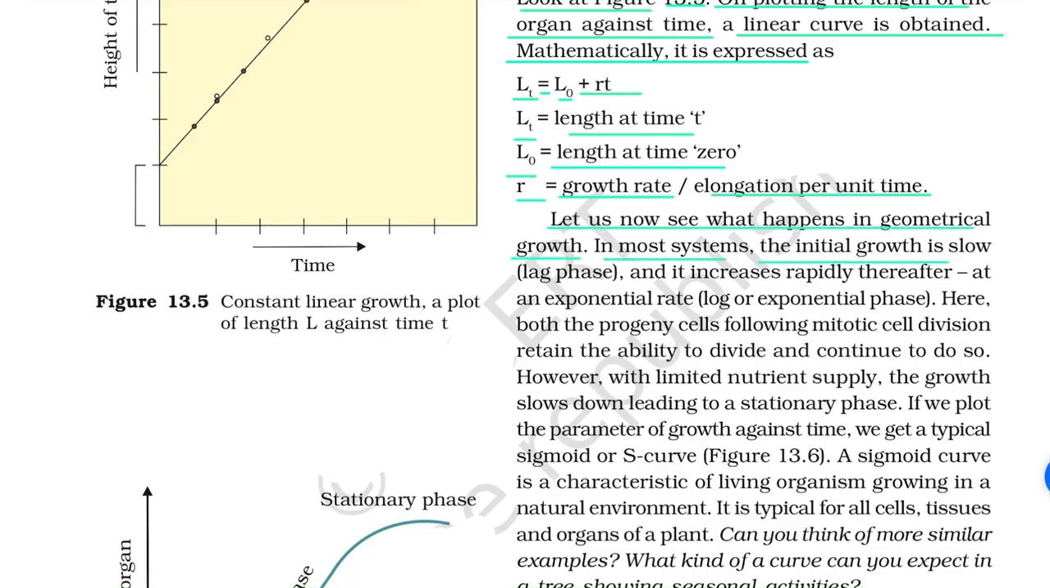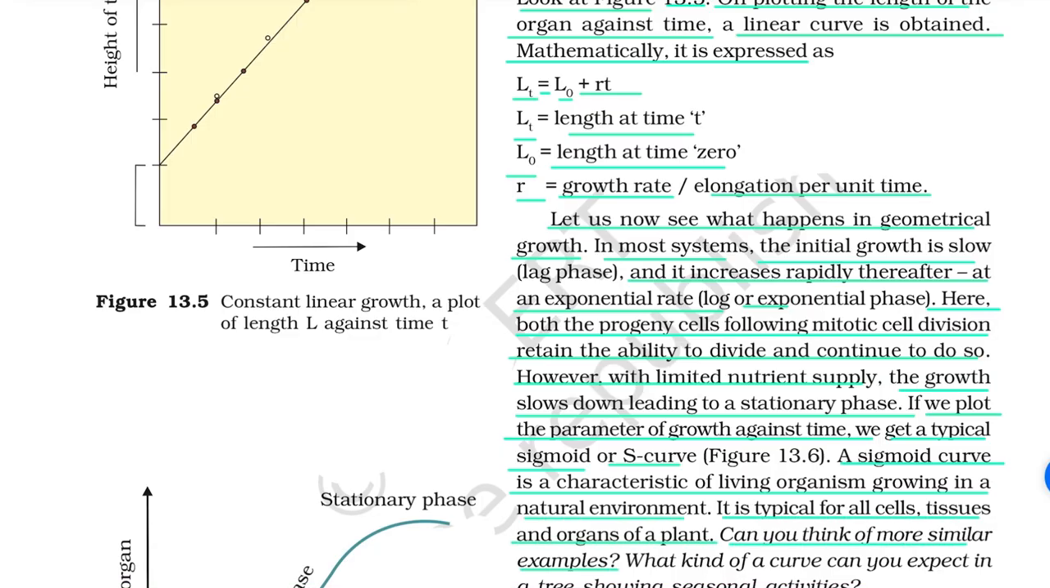In most systems, initial growth is slow and it increases rapidly thereafter at an exponential rate. Here, both progeny cells following mitotic cell division retain the ability to divide and continue to do so. However, with limited nutrient supply, the growth slows down, leading to the stationary phase. If we plot the parameter of growth against time, we get a typical sigmoid or S curve. A sigmoid curve is a characteristic of living organisms growing in a natural environment. It is typical for all cells, tissues, and organs of the plant.